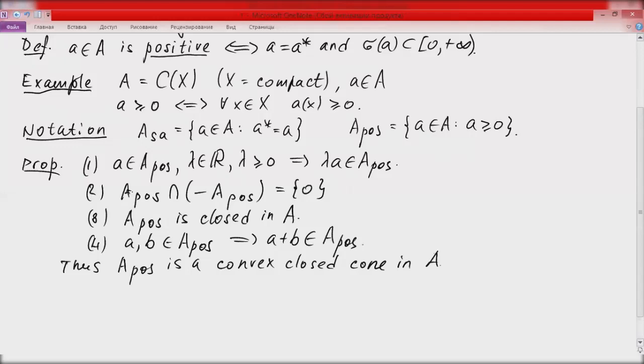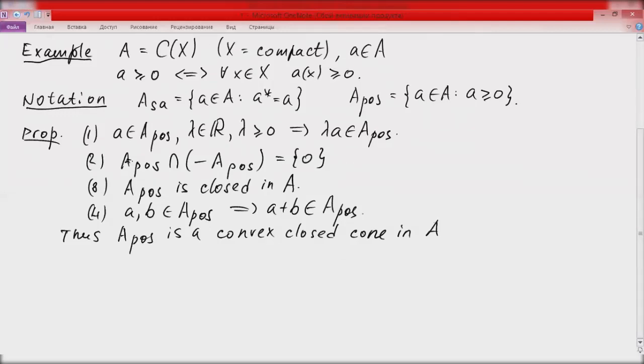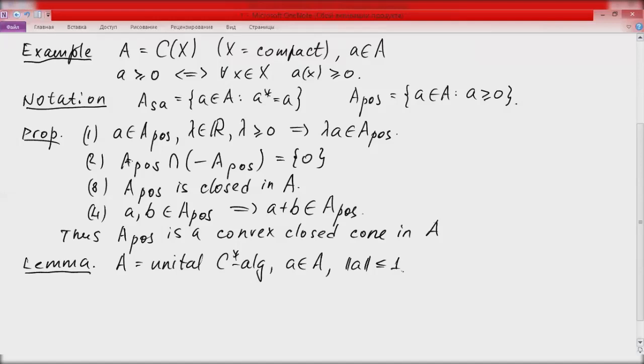Well, now to prove this result, we need a simple lemma. Suppose that A is a unital C-star algebra, and little a is an element in A such that the norm of a is less than or equal to 1. Then I claim that this element is positive if and only if it is self-adjoint and the norm of 1 minus a is less than or equal to 1. So this is a useful characterization of positive elements in terms of the norm.